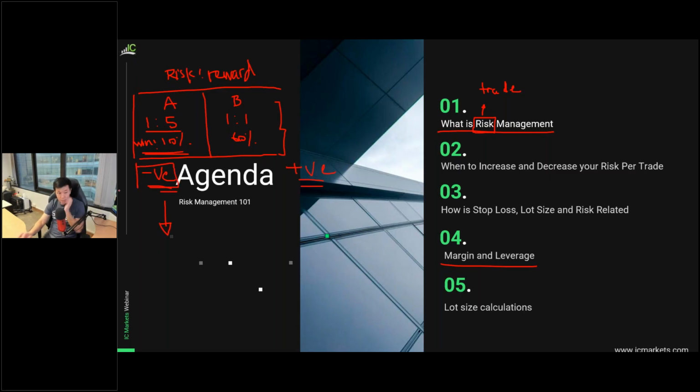B is profitable, right? So you need to know the concept of expectancy, negative and positive expectancy, and of course, the whole concept of risk management, risk reward.